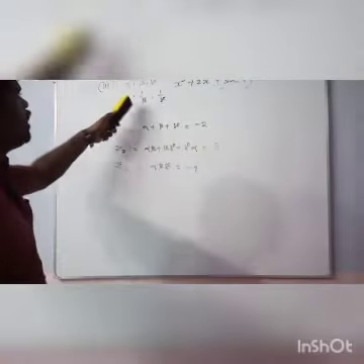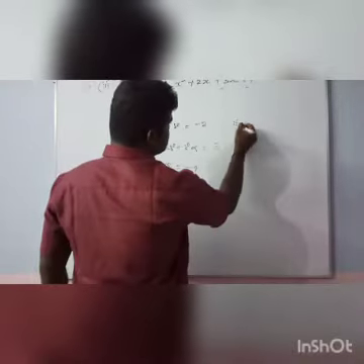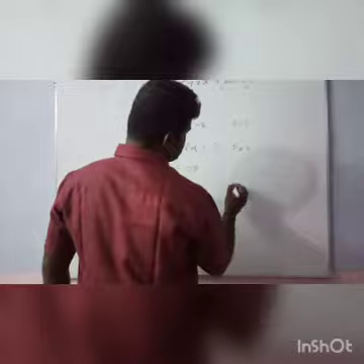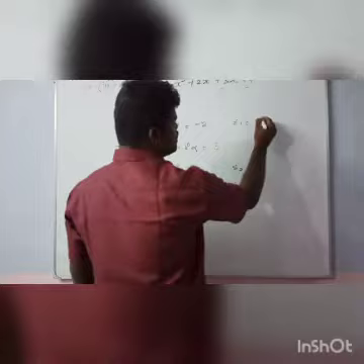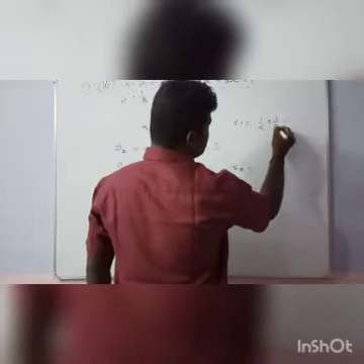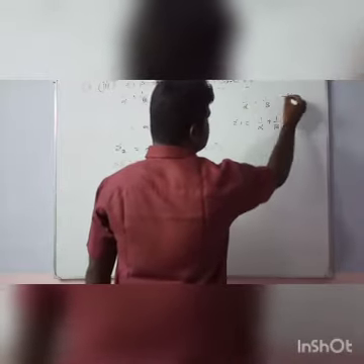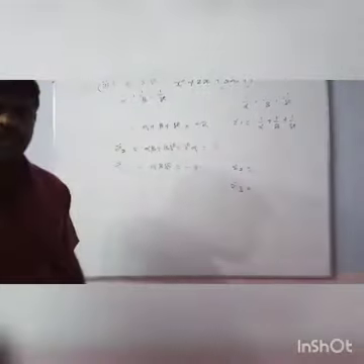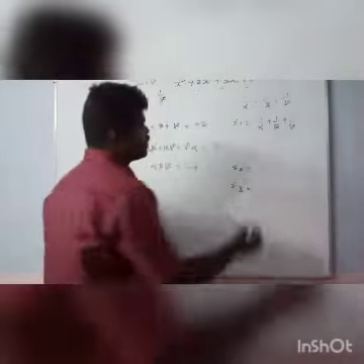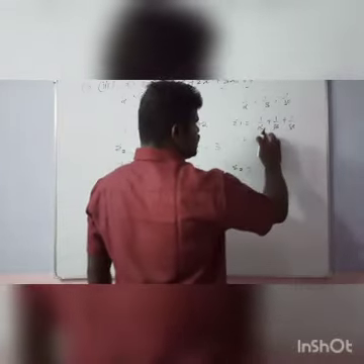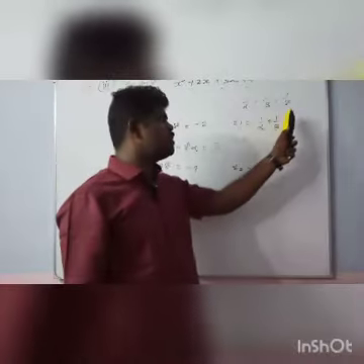Now we want to find the equation with roots 1 by alpha, 1 by beta, 1 by gamma. Same type: summation 1 is equal to, summation 2 is equal to, summation 3 is equal to. Summation 1 means 1 by alpha plus 1 by beta plus 1 by gamma, because 1 by alpha, 1 by beta, 1 by gamma are the roots. Now we have only alpha, beta, gamma roots.